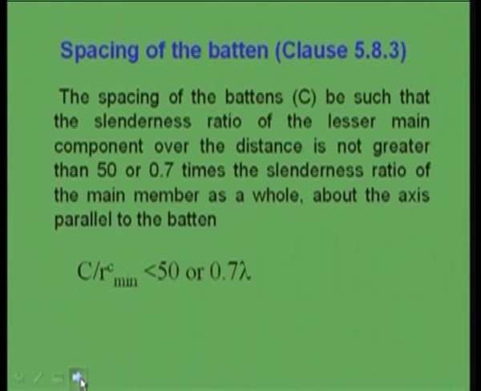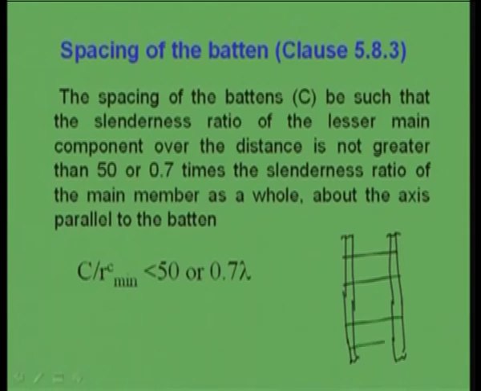Then another remaining part is spacing. Spacing means if two plates are connected through battens, suppose one batten is here, another batten is here. Now spacing will be this one, middle to middle, this C. This is one batten, this is another batten.